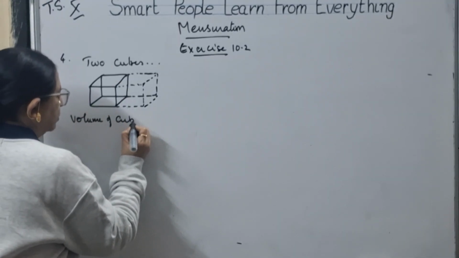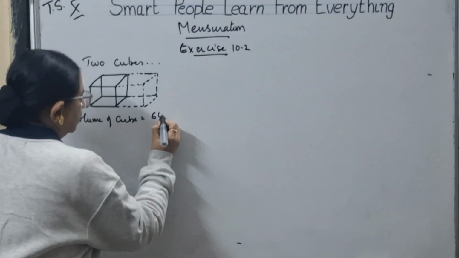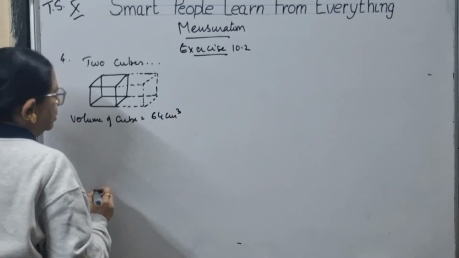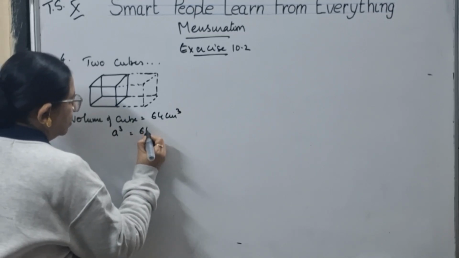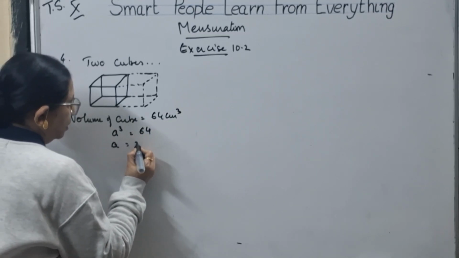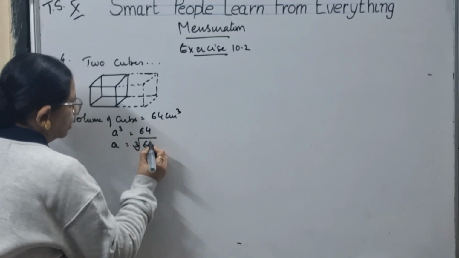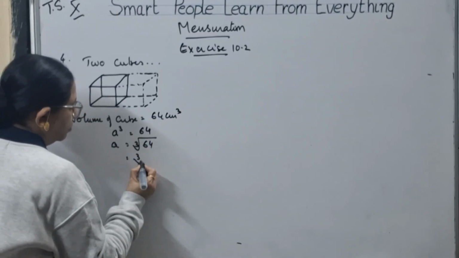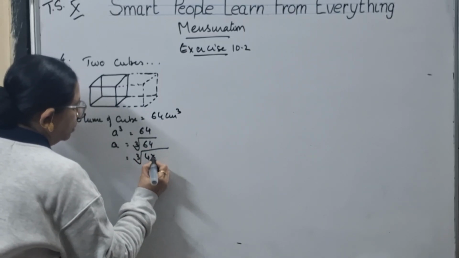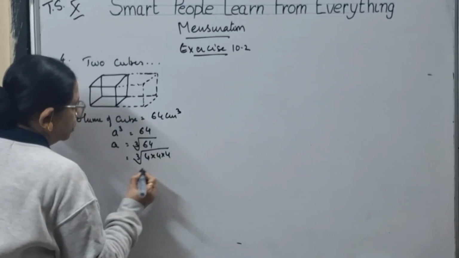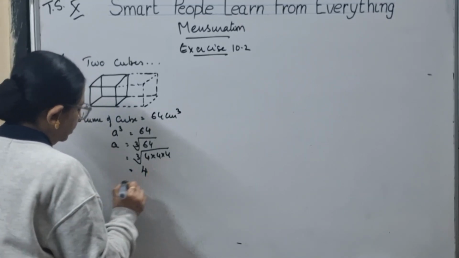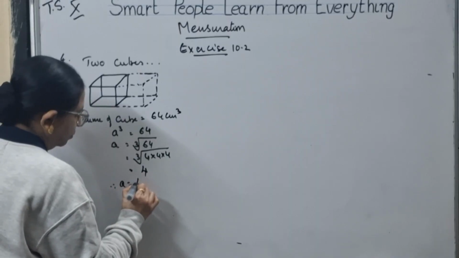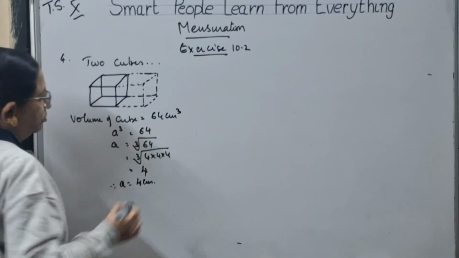Volume of cube is equal to 64 cubic centimeters. Volume of cube formula: a cubed is equal to 64. So what is a? Cube root of 64, that means cube root of 4 into 4 into 4. 4 4s are 16, 16 4s are 64. So it is 4. Therefore, a is equal to 4 centimeters.